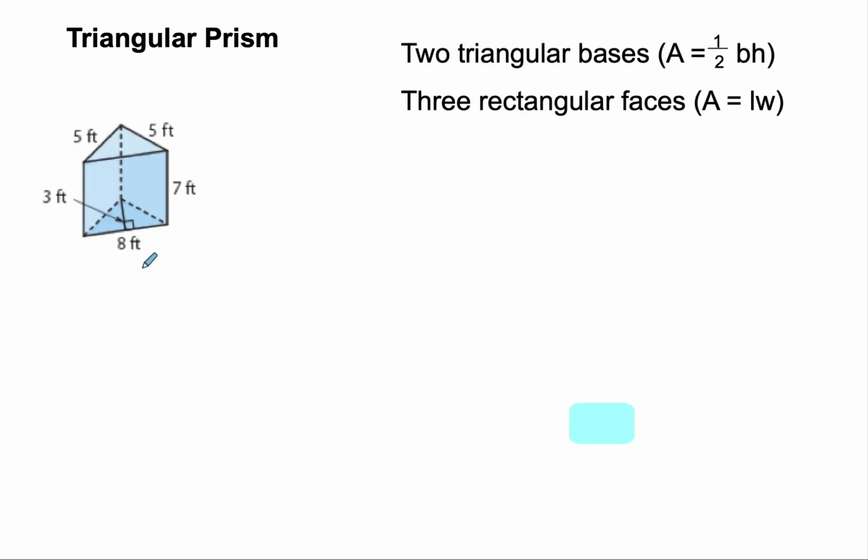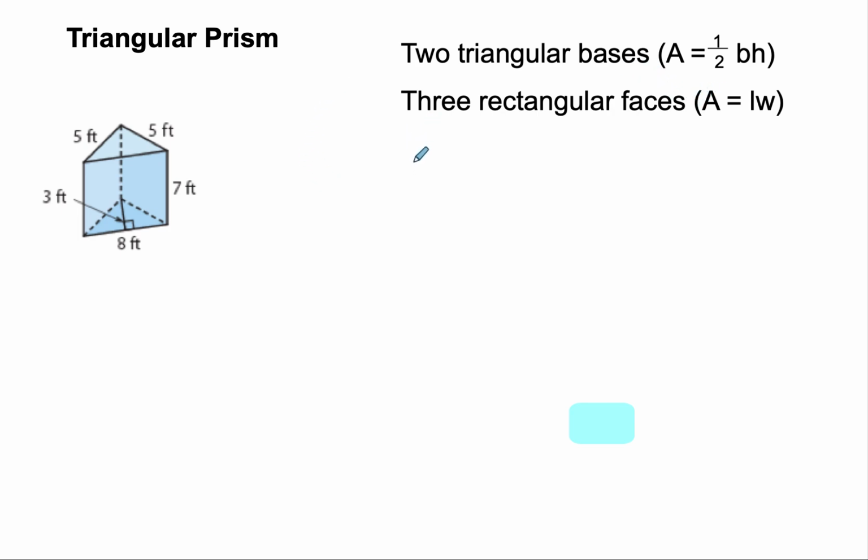Let's take a look at a triangular prism. So for our triangular prism, we have 2 triangular bases that are area 1/2 base times height. And then we have 3 rectangular faces, area equals length times width. Our 2 triangles are going to be the same size. The rectangles sometimes are the same size, sometimes aren't.